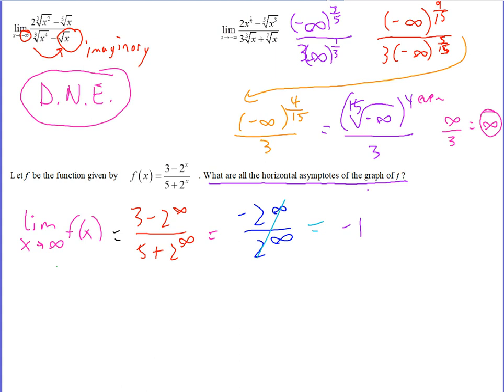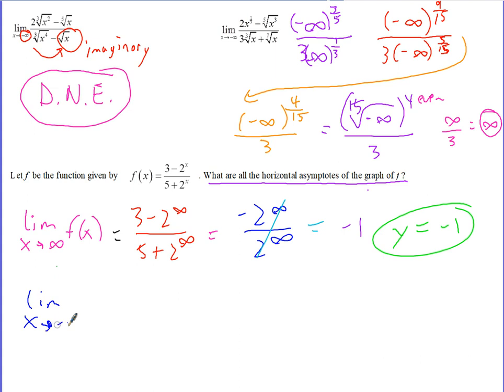So that's the horizontal asymptote, y equals negative 1. And that might be the only one. It could be the same on the other side, or on the other side, they might not have any. But there could be a difference. So you always want to check both of them when you're trying to find a horizontal asymptote.